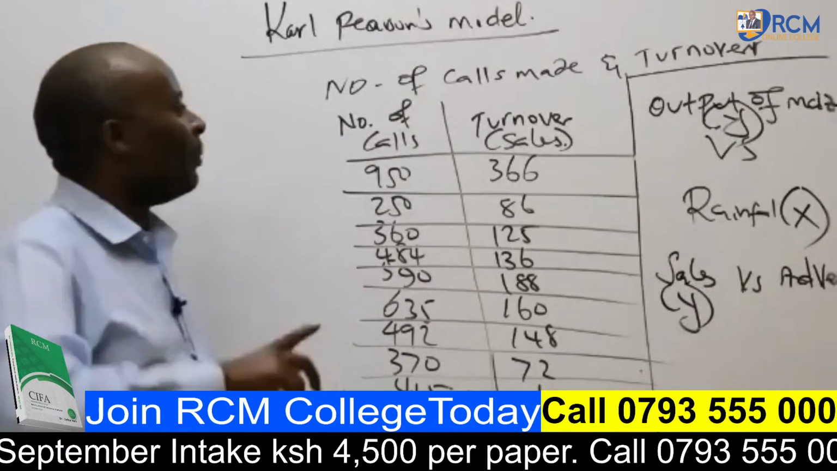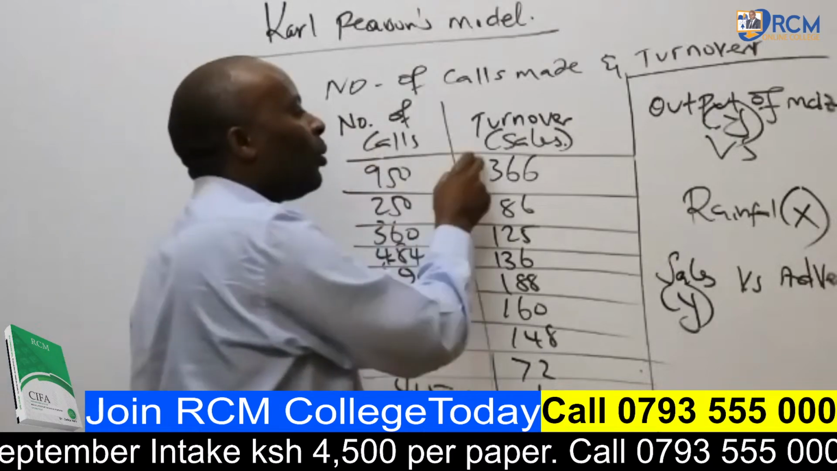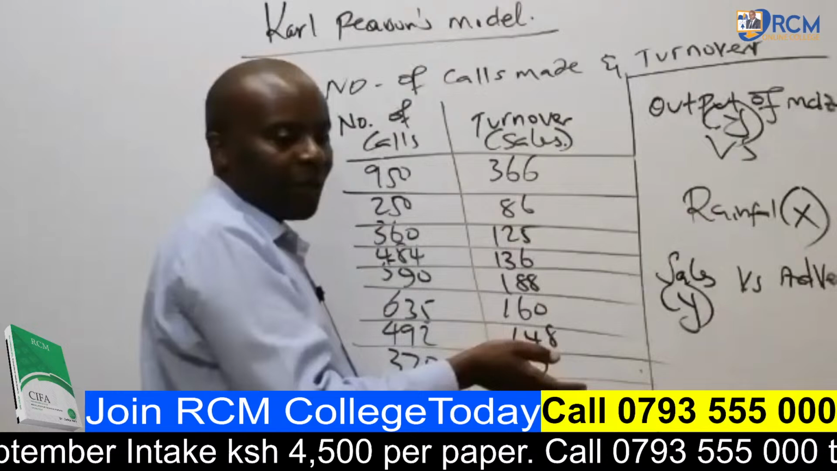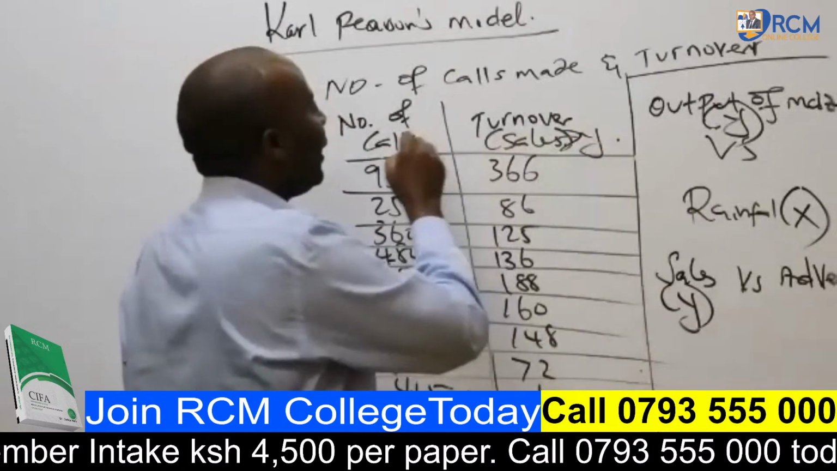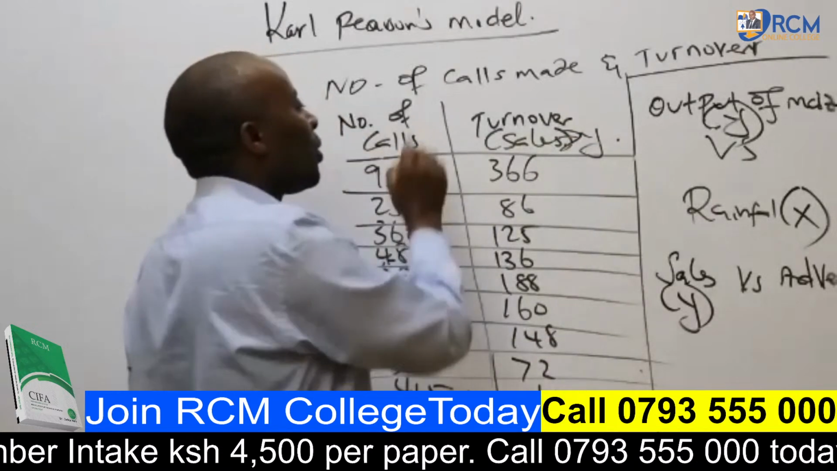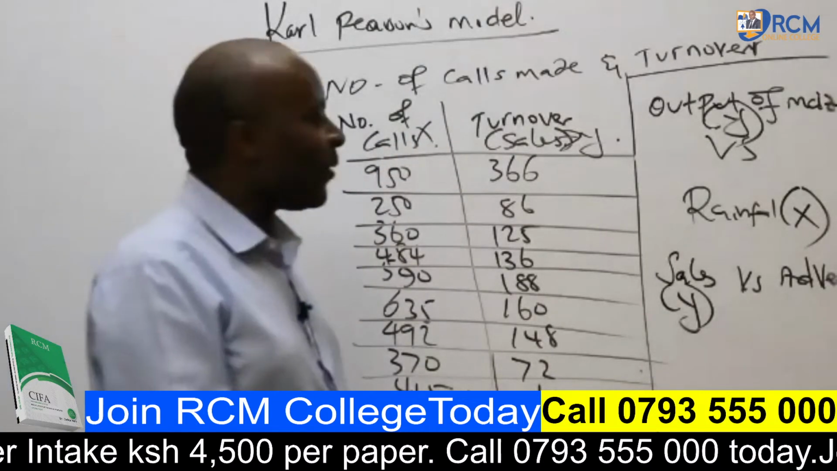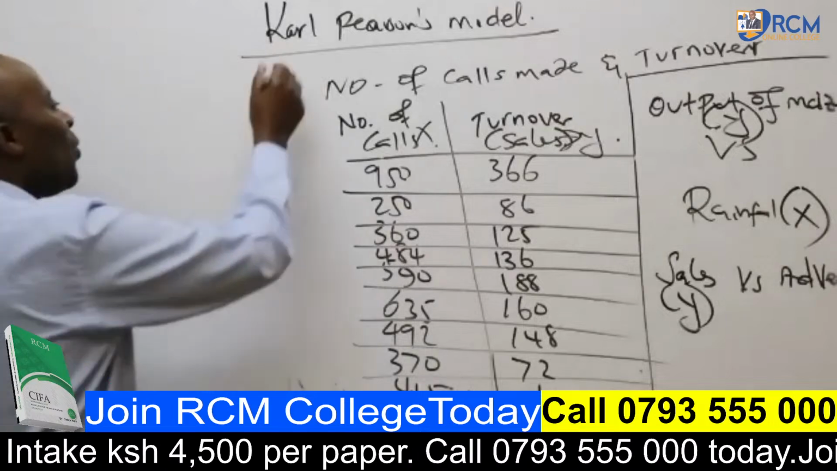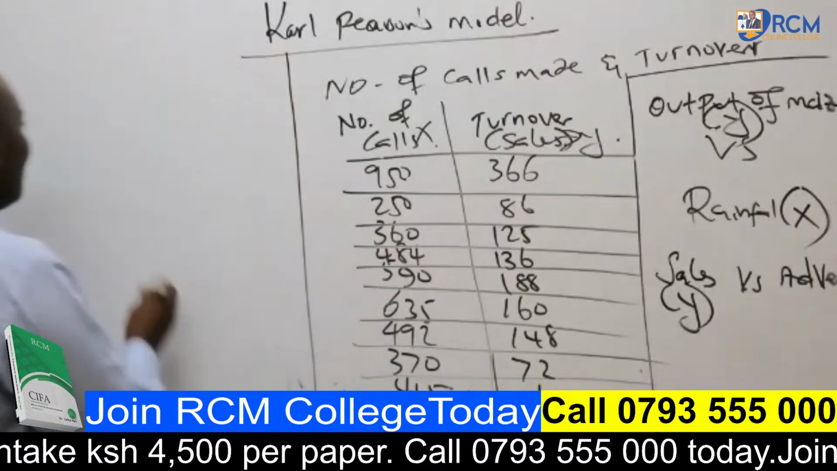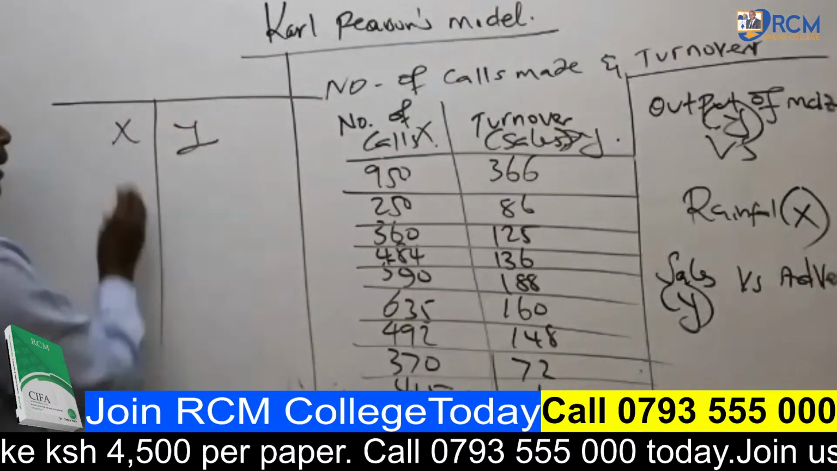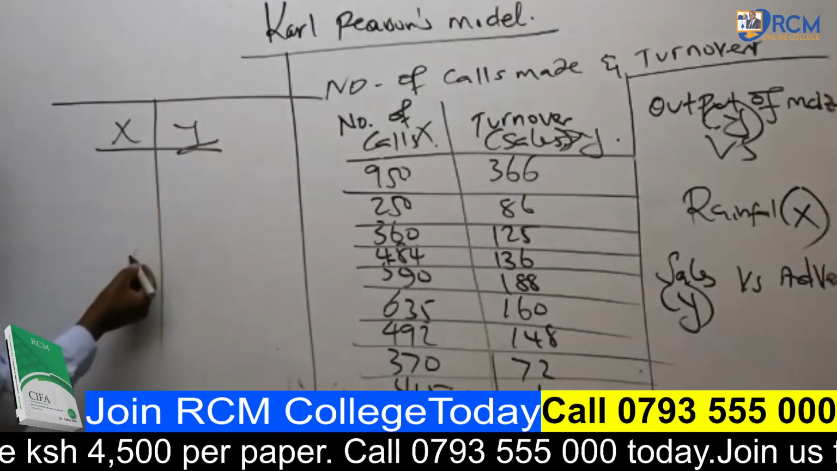Ladies and gentlemen, calls that you make will be able to trigger our turnover. So sales automatically will be my Y. The other one, this number, is pretty similar to advertising. Ladies and gentlemen, I would want you to do me a favor. There is a question that we did with you here, which had X and Y, and it had 3 points. The one that we did, which had 3 points.